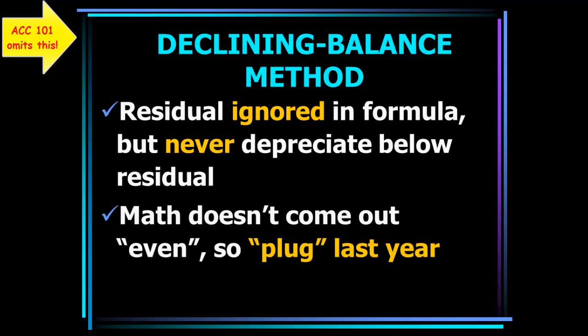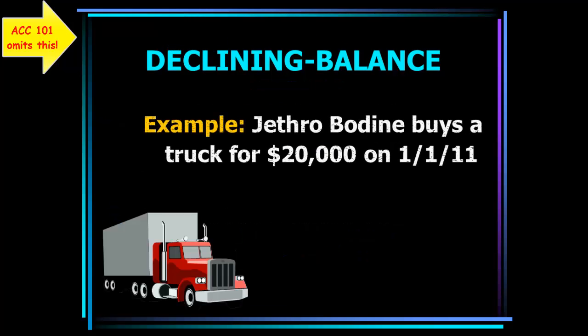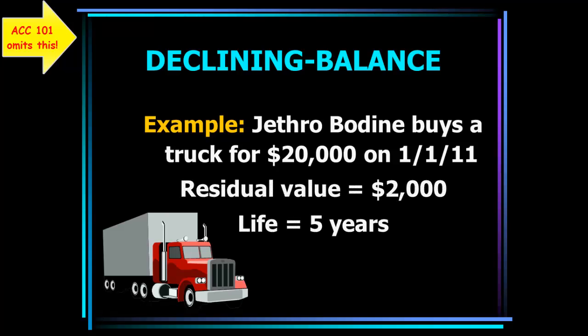However, I'm going to show you that at the very end, in the later years of the asset's life, we do have to think about it. In other words, we have to kind of plug things to make it work. Let's go to an example. This time Jethro's going to buy the truck. $20,000, January 1st. Residual $2,000, life of 5 years.